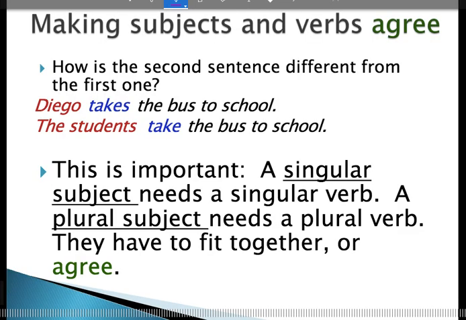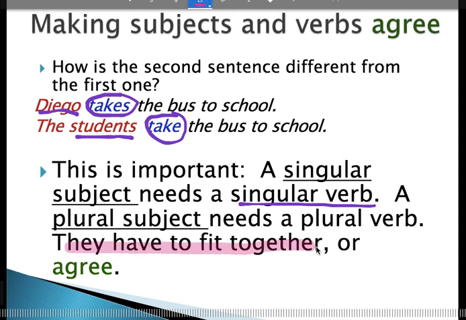A singular subject, like Diego, he's one person, needs a singular verb. So the word takes with an S is a singular verb. A plural subject, like those students, multiple students, needs a plural verb. So take without an S is a plural verb. Just like pronouns, they have to fit together or agree. So the subject and the verb must agree in number.